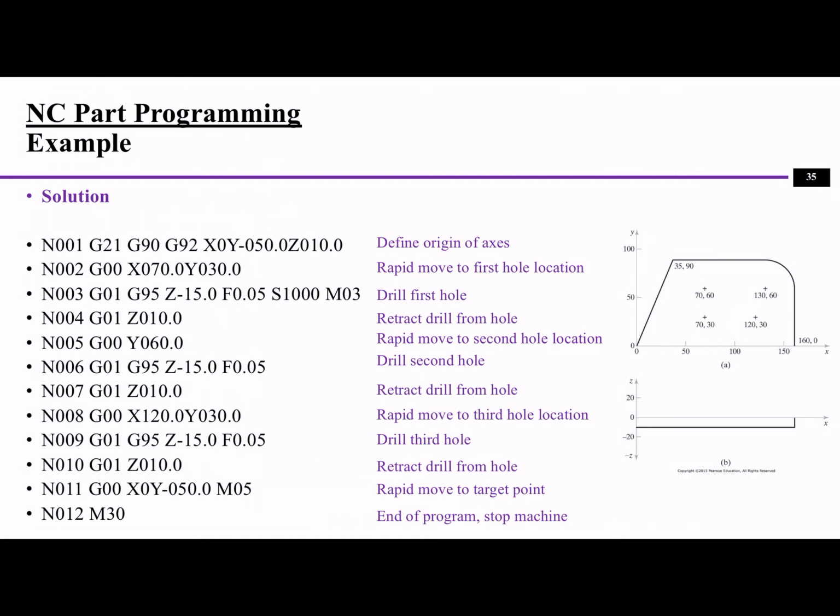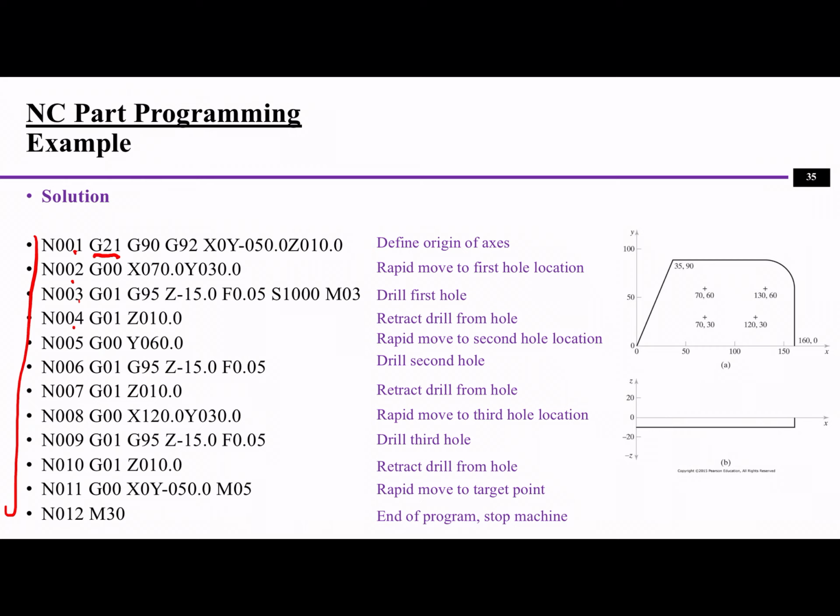All right, now let's look at the solution. How does it work here? We'll start with the first code. These are the sequences from 1, 2, 3, 4, 5 until 12. We have 12 codes here, and the first code is G21. G21 means input values are specified in millimeters, so we are using millimeters instead of inches.